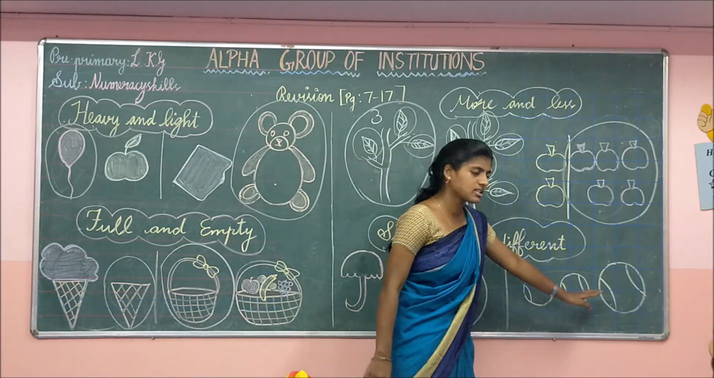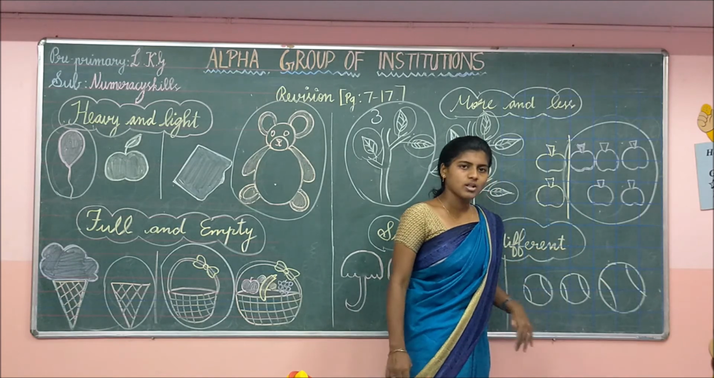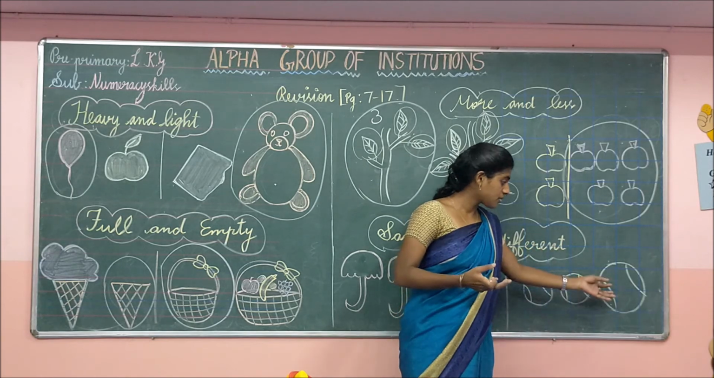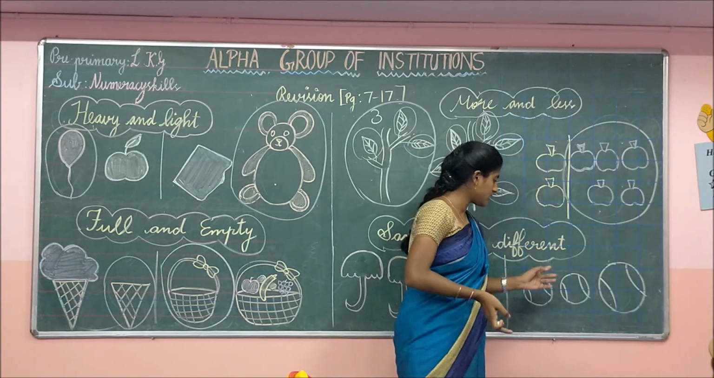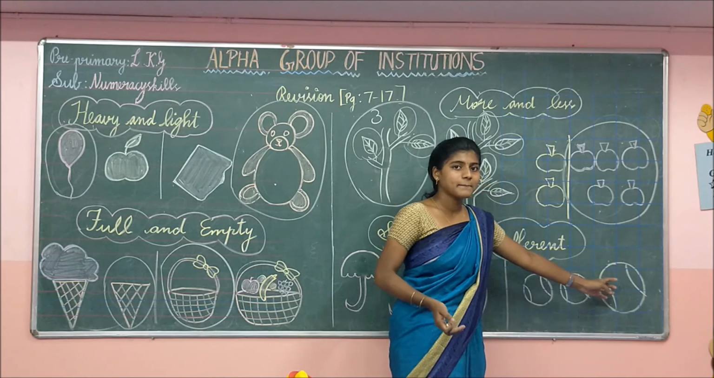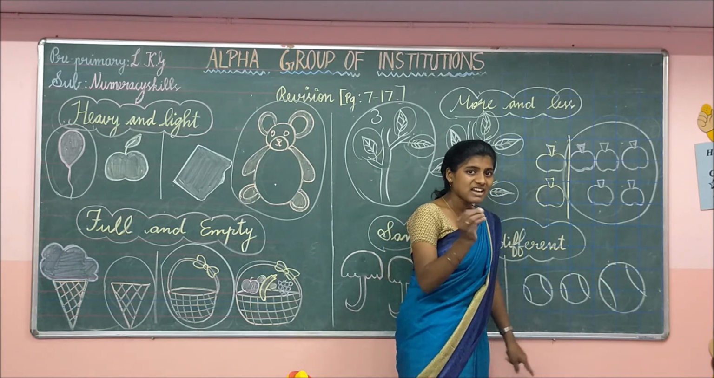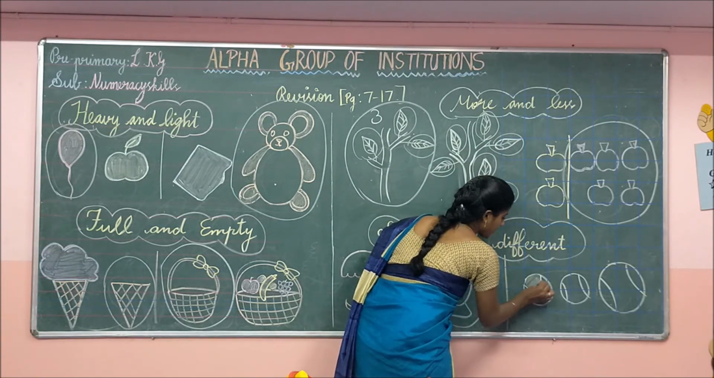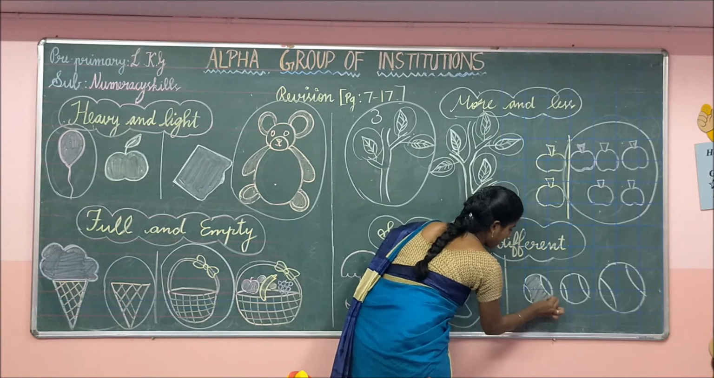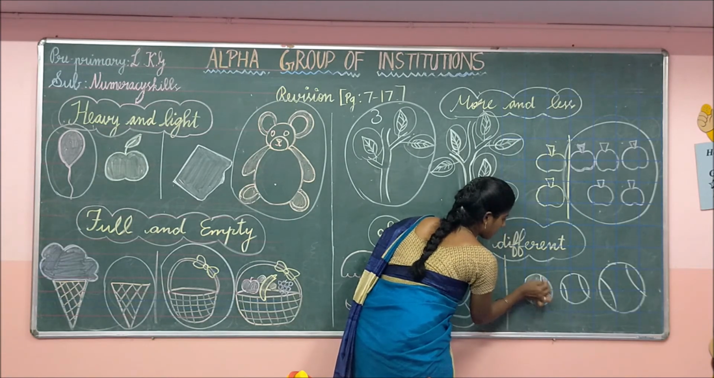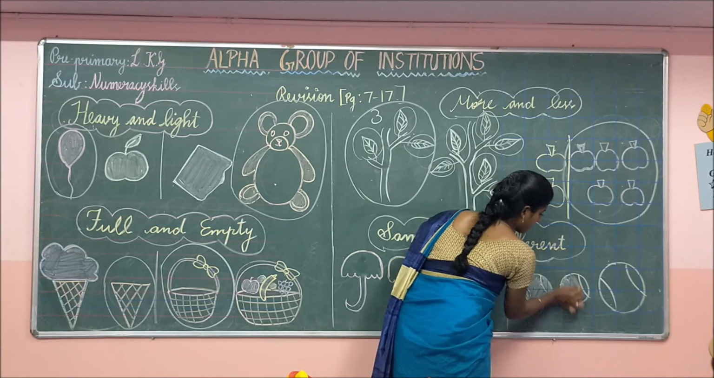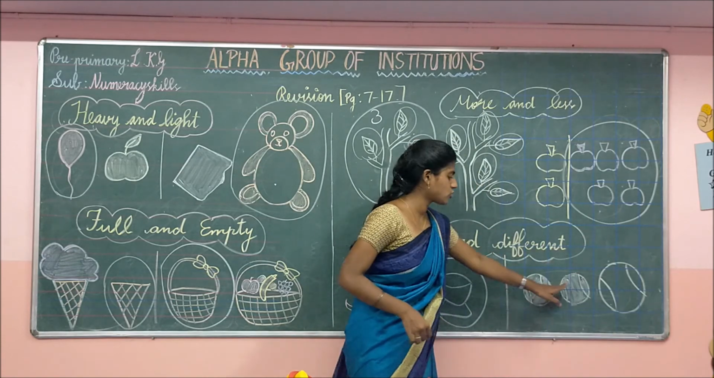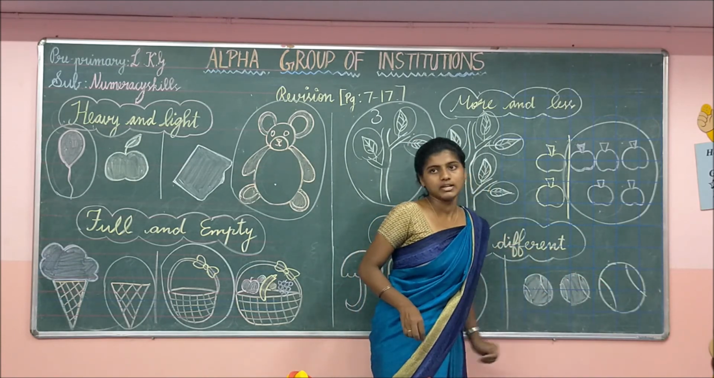Next, what is this? Balls. All these are balls. Which one is different? See here, these 2 balls are small. This ball only is big. These 2 balls are small. This one only is big. This is different. Shall we shade the same balls? This one only is different. These 2 are same and this one only is different.